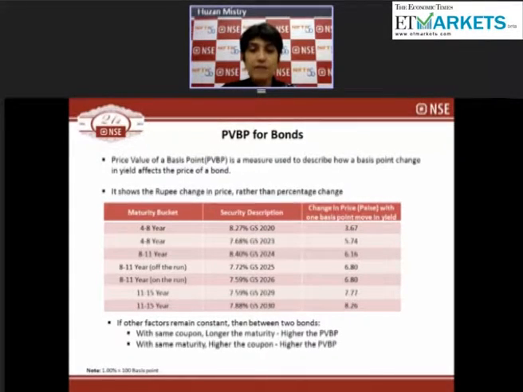So basically, if you had to compare two bonds with the same coupon, the bond with the longer maturity will have a higher PVBP. In the event that you have two bonds with the same maturity, the one with the higher coupon will have a higher PVBP. This essentially allows you to measure that if in the 7.88 2030 bond the yield moved by 5 basis points, I would make or lose 8.26 multiplied by 5.